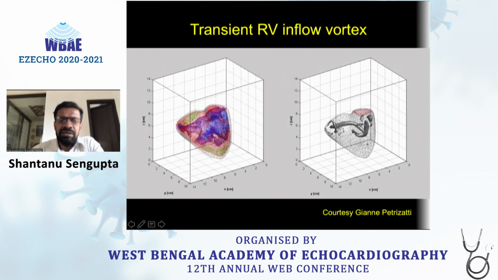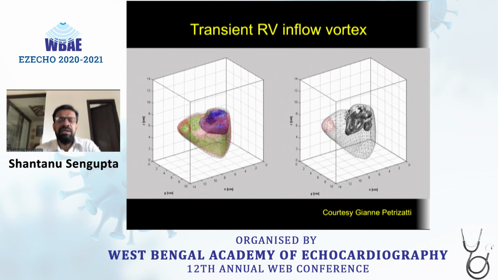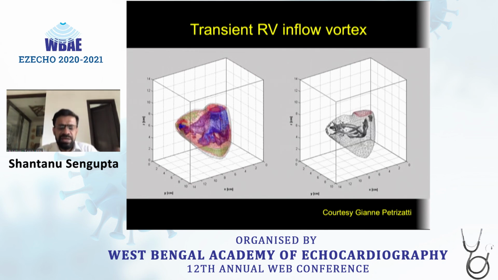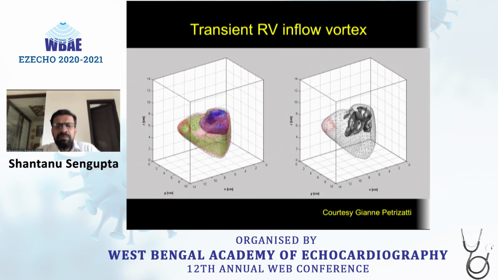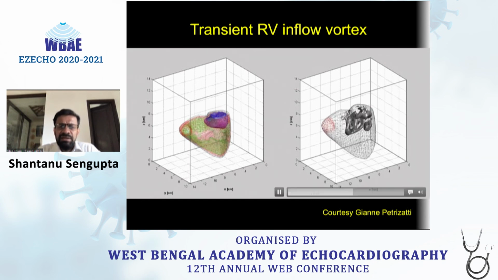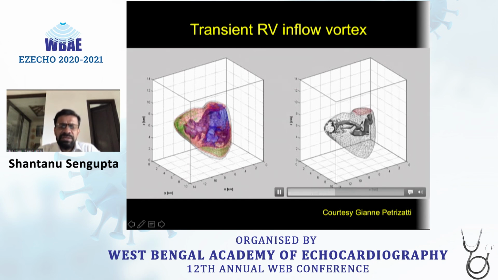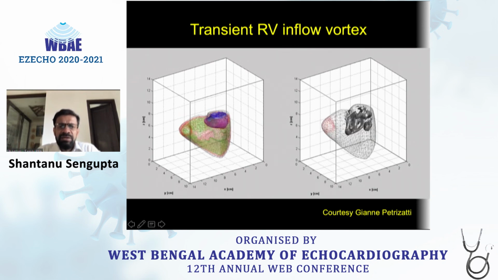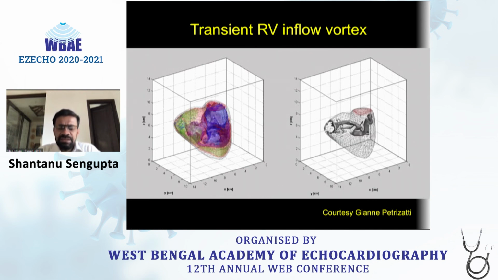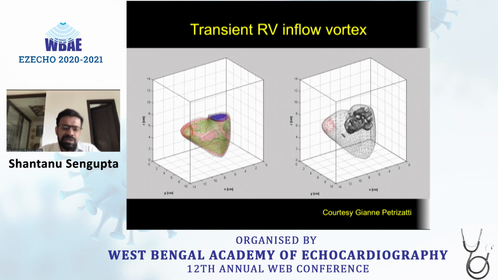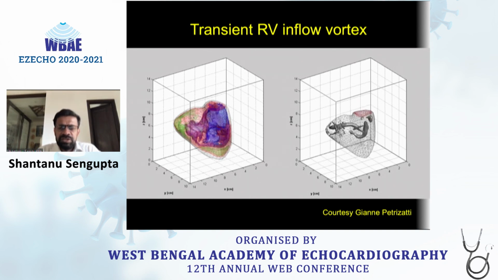Understand that it all depends upon the muscle orientation, the RV having predominantly longitudinal fibers and very few circumferential fibers in the RV outflow tract. So this is looking at the transient RV inflow vortices, which may be a future area of research.